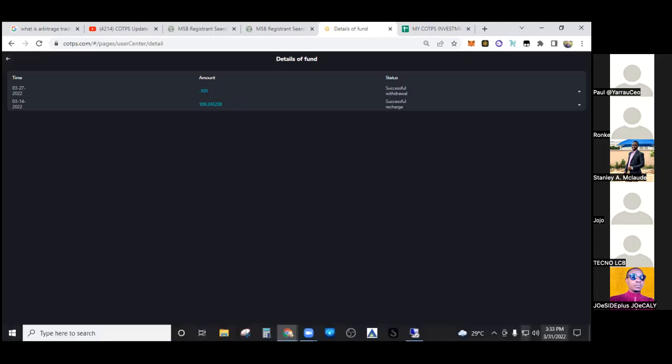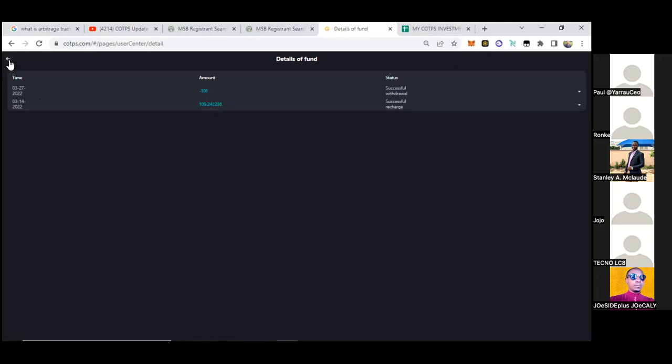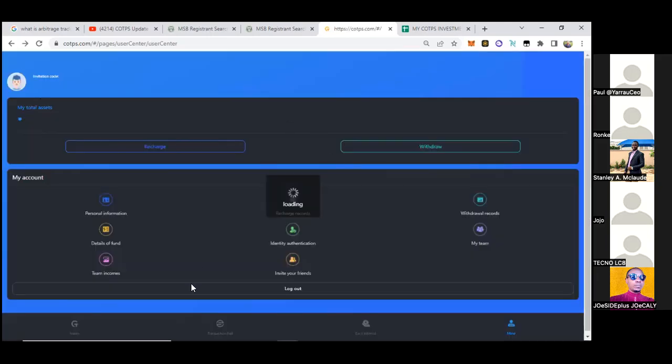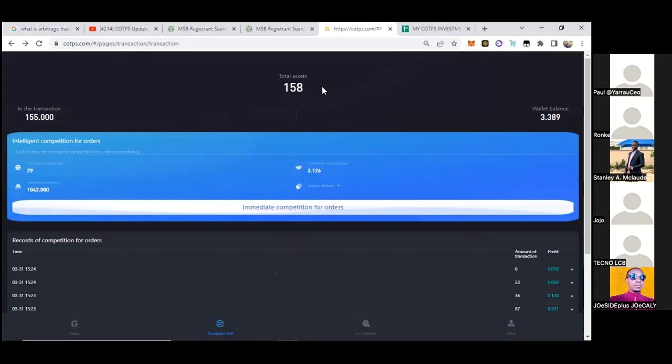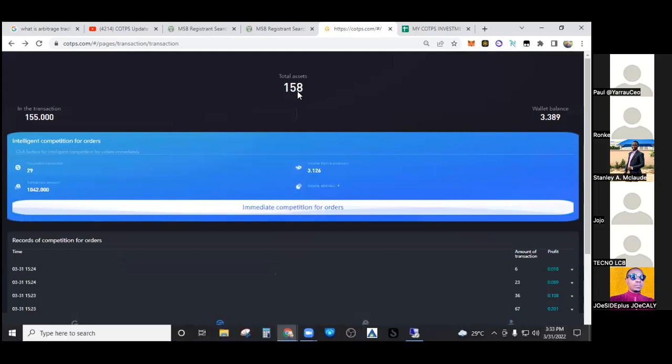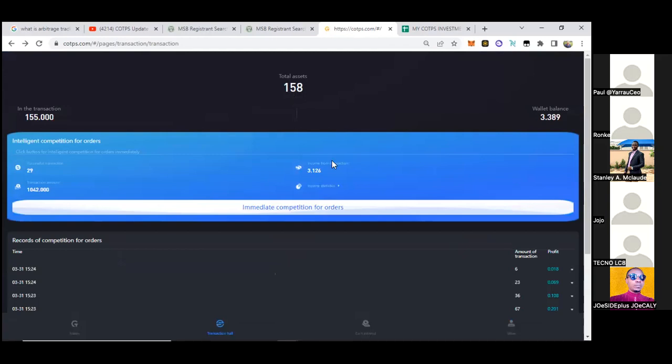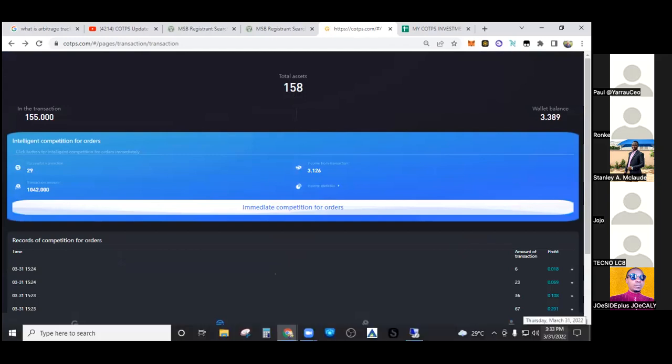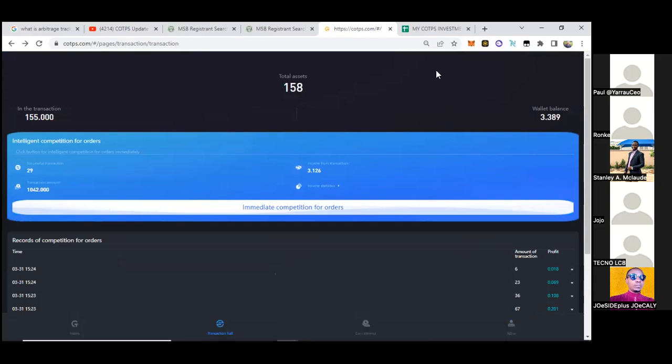Today is the 31st, and I am already back up to $158. So on the 27th, I withdrew $101, leaving $100 in the account, and I have basically made a profit of $58 within 4 days.